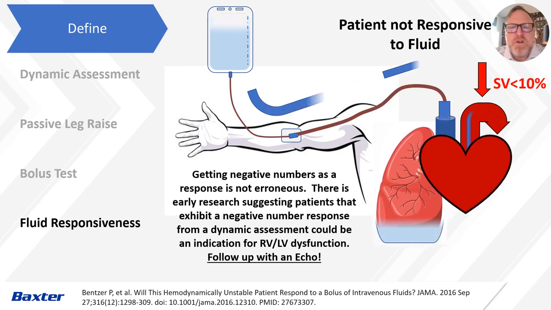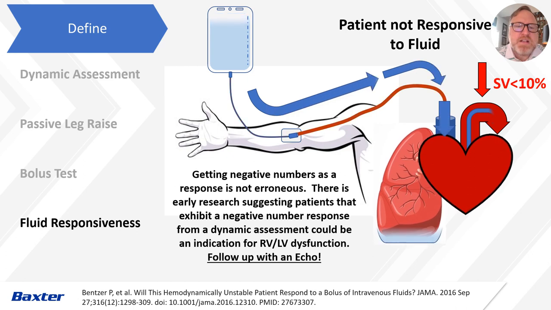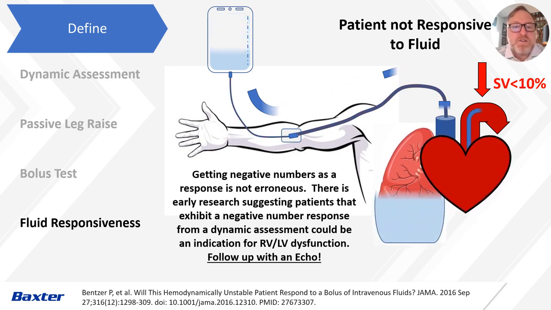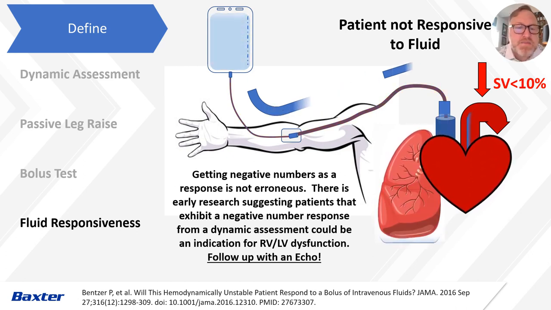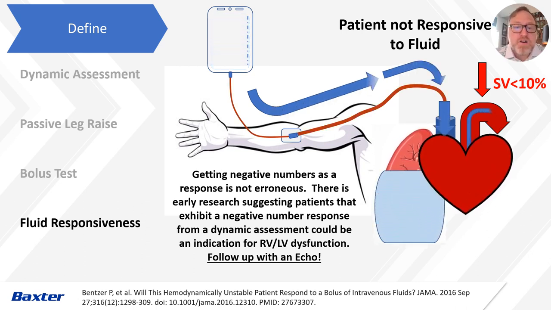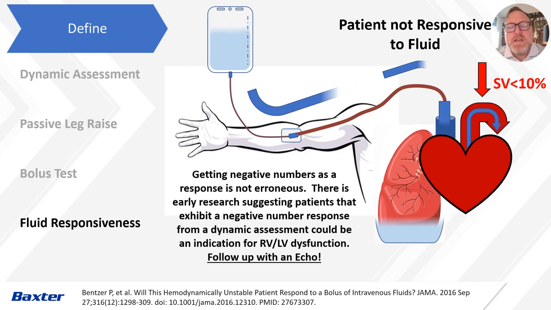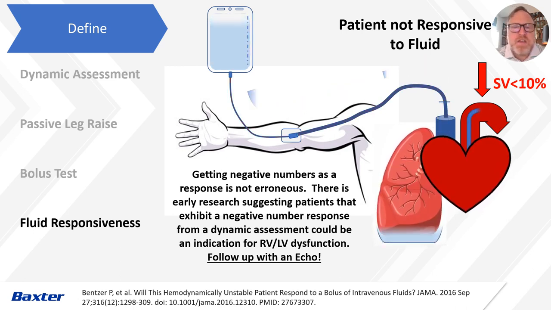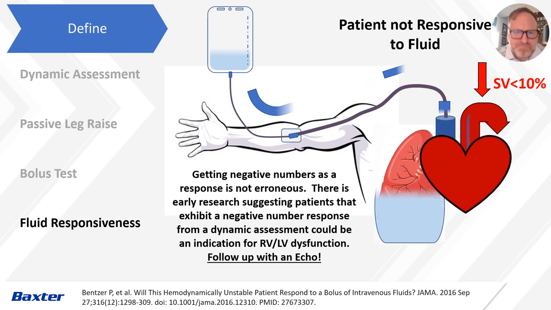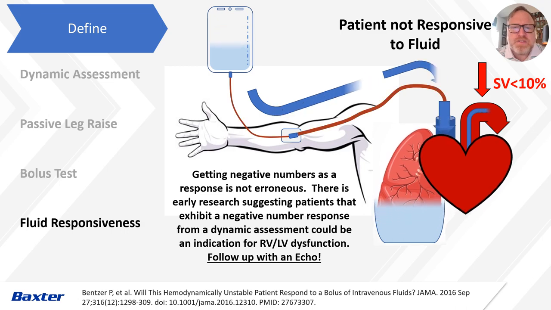A lot of people think those are erroneous, and that is not true. Getting negative numbers as a response is not erroneous. There is early research suggesting patients that exhibit a negative number response from a dynamic assessment could be an indication for RV-LV dysfunction. I would really advise you to follow up with an echo to see if we can get some diagnostics in there to see what's going on. This was presented at CHEST this year, I believe, by Dr. Ali Javed, and he did have this finding with a lot of his patients with negative numbers.